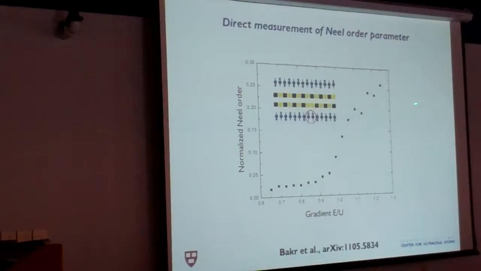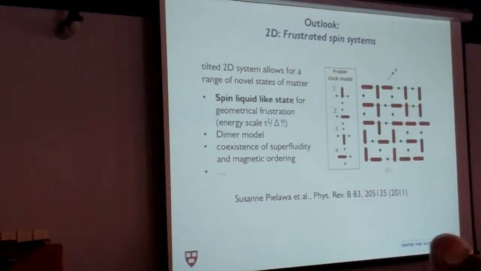You can take a Fourier transform to really look for the Néel order parameter. Take the Fourier transform of these rows, and you see, even though it's a finite system, a nice, pretty steep behavior here, as would be expected for the quantum Ising transition. But we haven't really looked at this quantum criticality yet. This is one of the things we're working on right now.